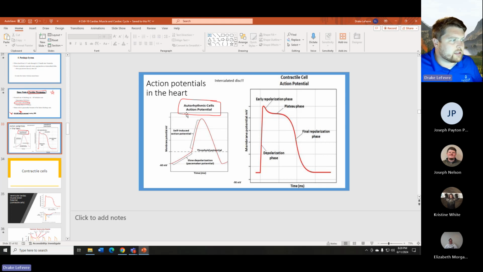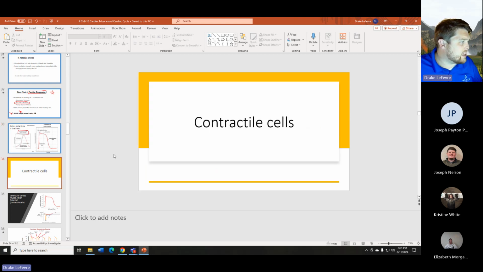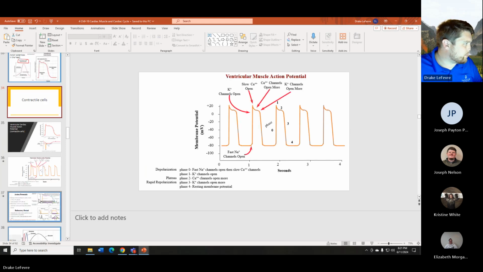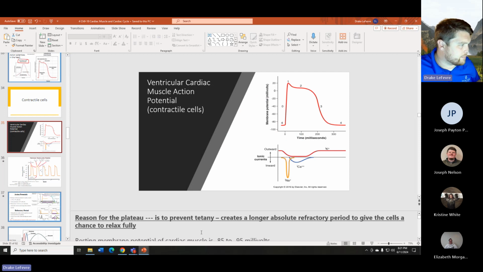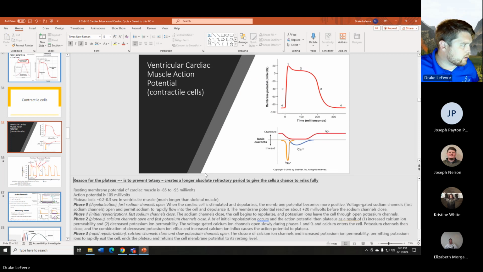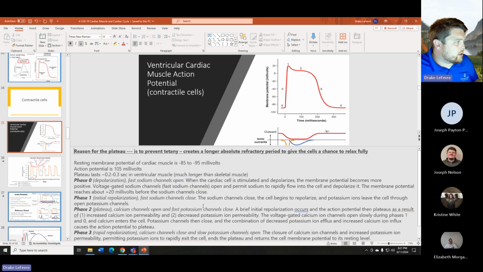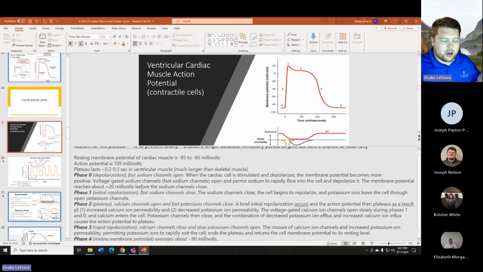So just like we have the autorhythmic cells' action potential, where we have the leaky channels, voltage-gated calcium channels opening, and potassium repolarizing, we also have the contractile cells doing their thing. Here's a beautiful little step-by-step. We get depolarization. Thanks to the autorhythmic cells, they depolarize, and then they leak into our cardiac cells. Fast sodium channels open at threshold.